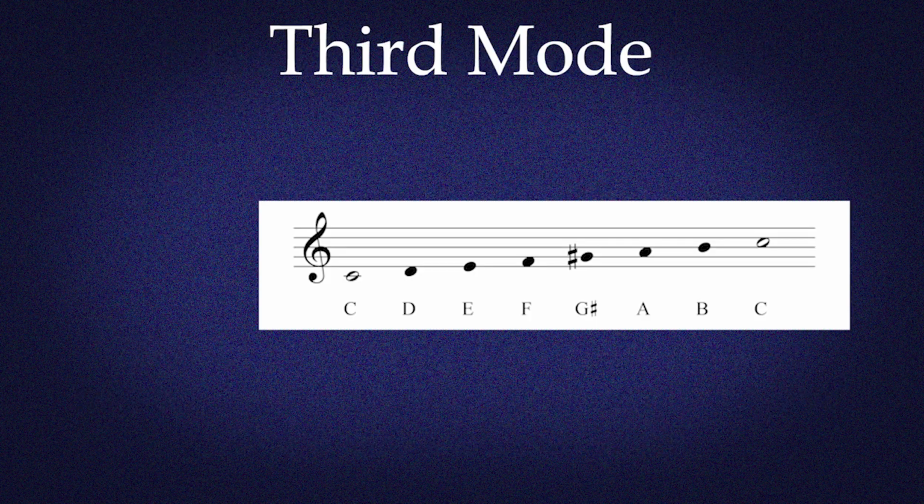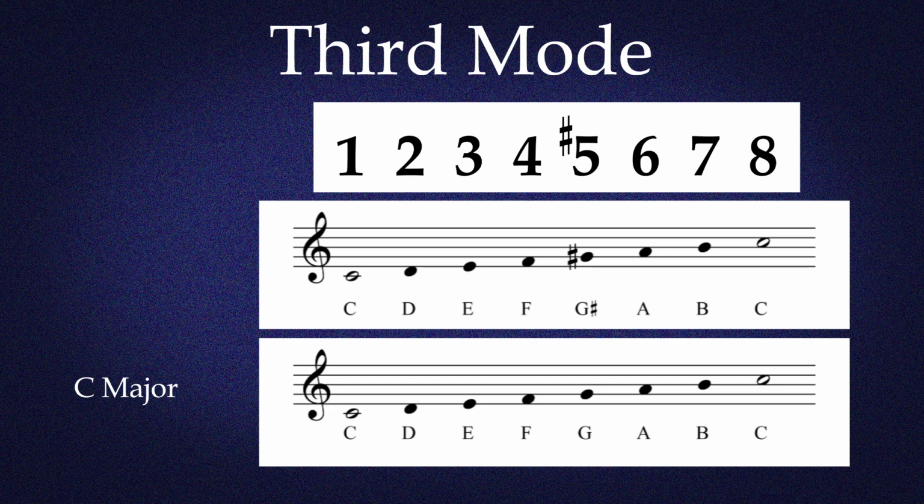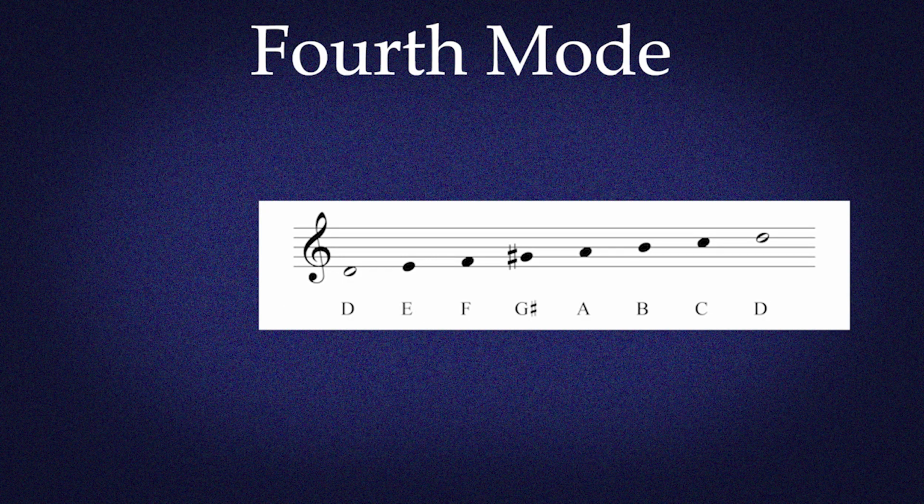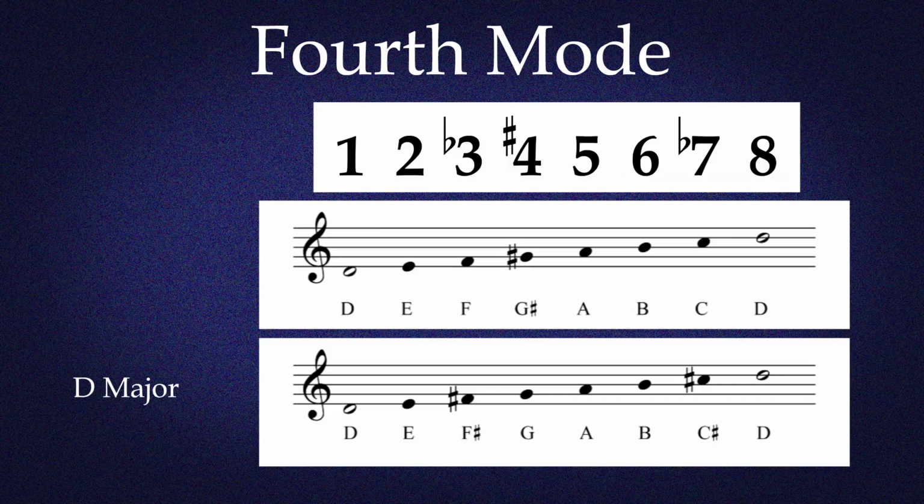The third mode would be C, D, E, F, G sharp, A, B, and C. This is almost identical to the C major scale, or C Ionian, except it has a raised fifth. So it is often called an augmented major or Ionian sharp 5. The fourth mode would be D, E, F, G sharp, A, B, C, and D.